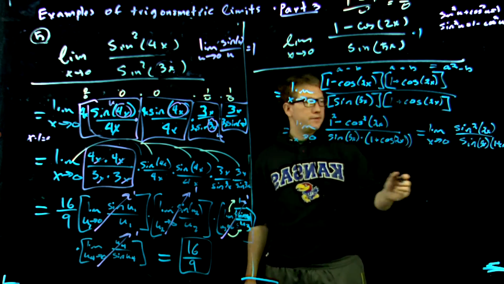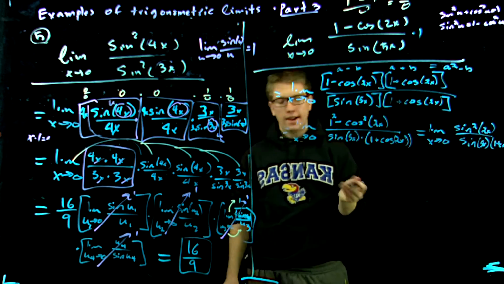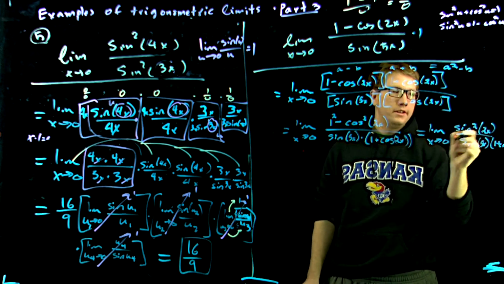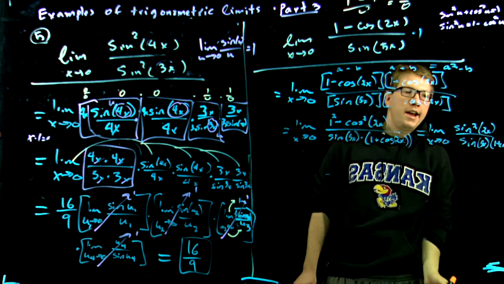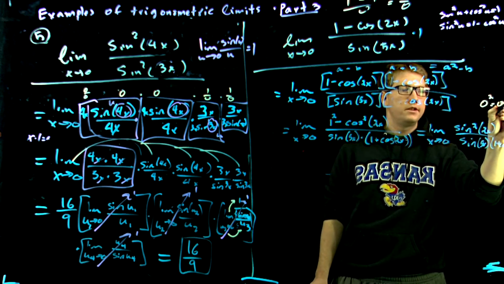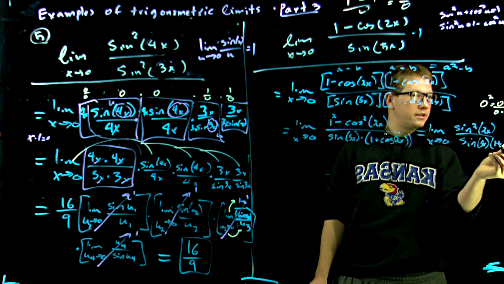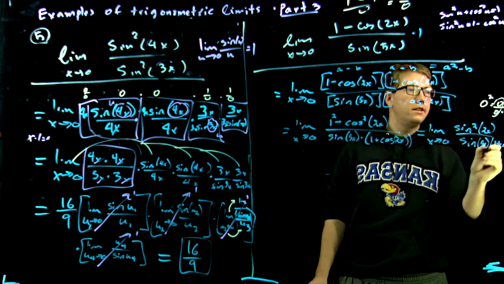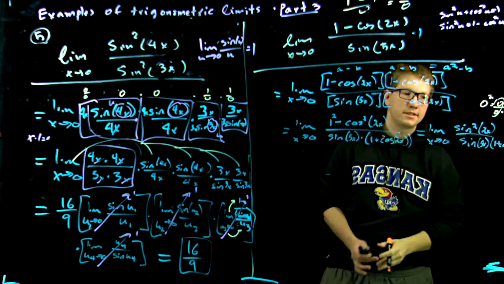Now, in this case, if I were to do some naive algebra substitutions, if I plug in a 0 for x, the top will look like 0 squared, which is 0 times 0. But then the bottom will look like 0 times 1 plus cosine of 0, so it looks like 1 plus 1, which is 2. So this is still an indeterminate form, but this case isn't necessarily so.